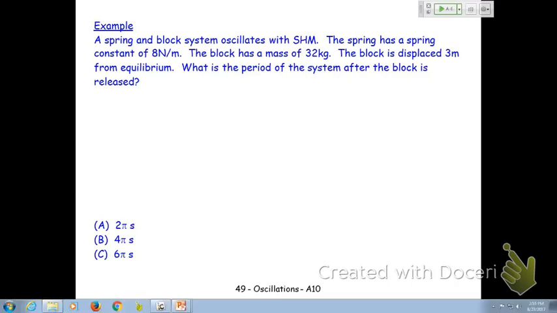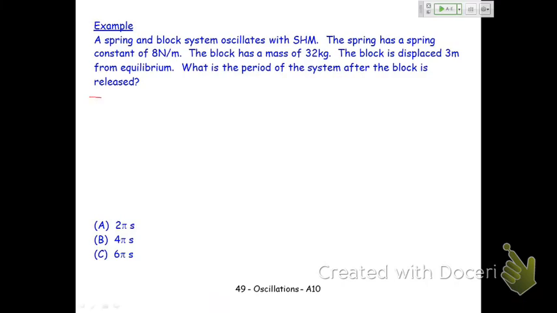So let's have a look at this. I have my spring and block system. I'm going to do my table with my spring. Here's my block, it's 32 kilograms. Here's my equilibrium position, and this thing oscillates like that. And I know that this is going to be 3 meters to the side. And let's work through it.